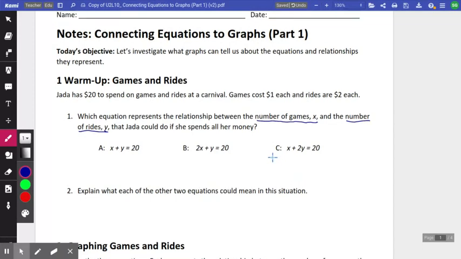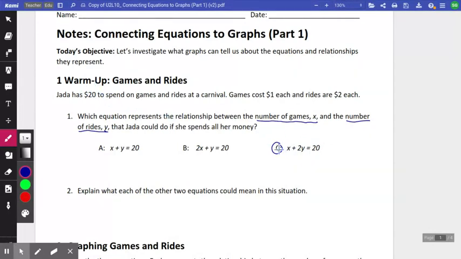For number 1, we want to go with equation C. If we know each game costs $1 and x represents the number of games, we could multiply the number of games times the cost of each game, which gives us 1 times x, or just x, to find the total amount of money spent on games. Similar process for the number of rides. We're going to multiply the number of rides times the $2 per ride to get 2y. And then together, that total should equal $20. She's spending a total of $20.